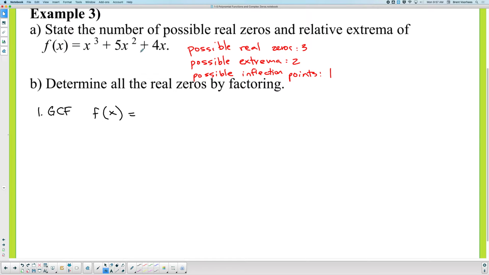So GCF is the opposite of distribution. Instead of multiplying through a parentheses, you're going to divide out to create a parentheses. We said x is common all the way across. If I divide out the x, what's left over? What's x cubed divided by x? X squared. What is 5x squared divided by x? 5x. And then 4x divided by x? 4. Okay, so I first try that. So we have factored, but we can factor further.